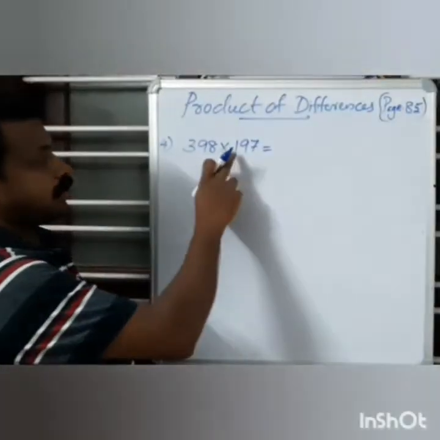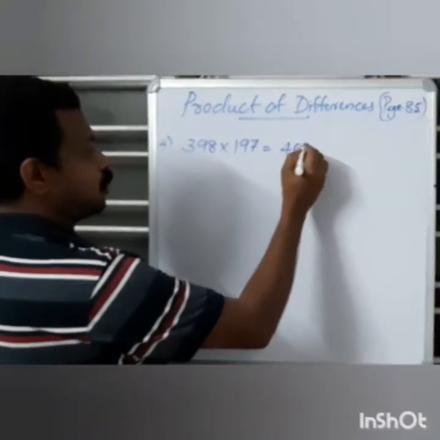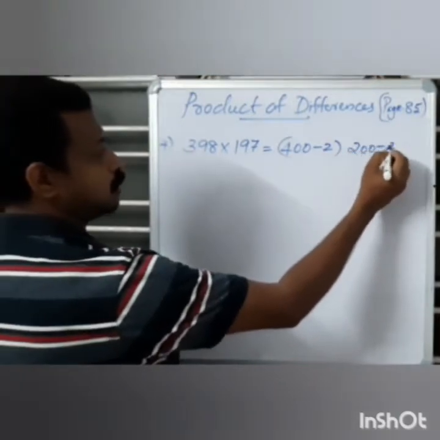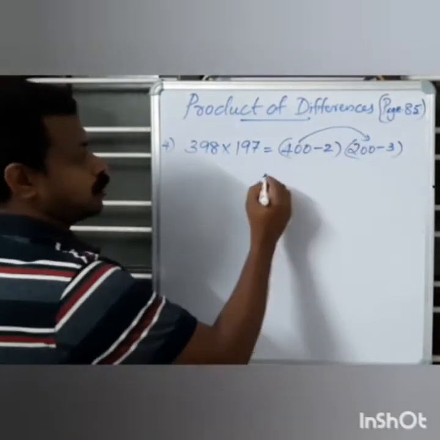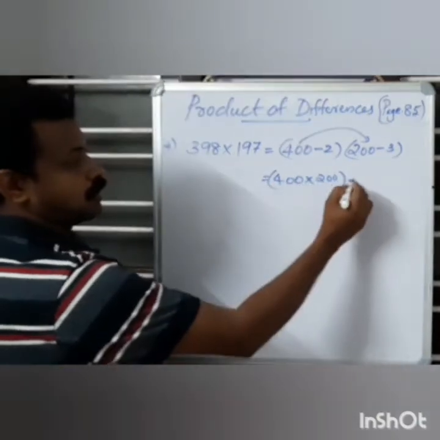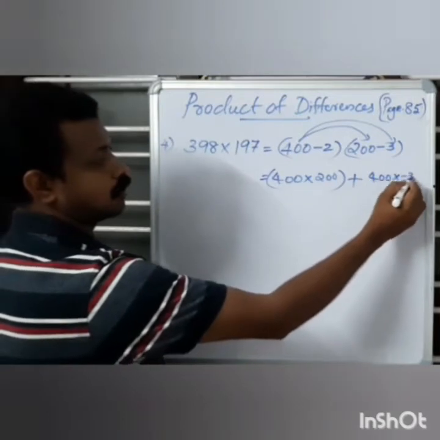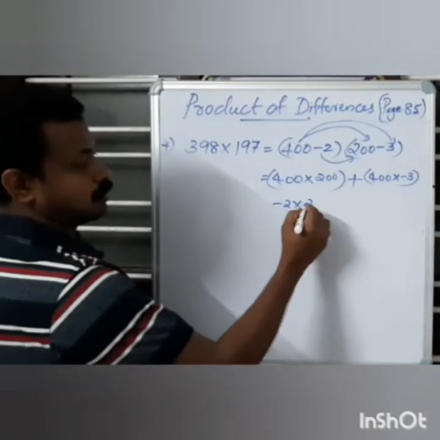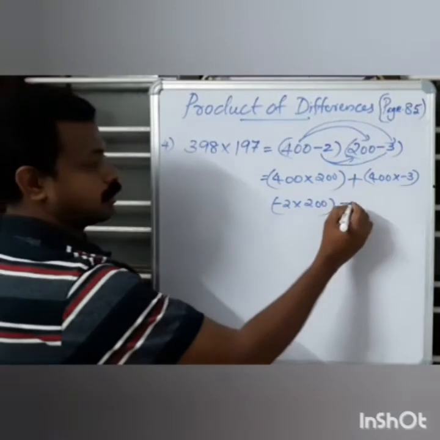Next one, 398 into 197. 398 we can write as 400 minus 2. 197 is 200 minus 3. So first one, 400 into 200, plus 400 into minus 3, minus 2 into 200, minus 2 into minus 3.